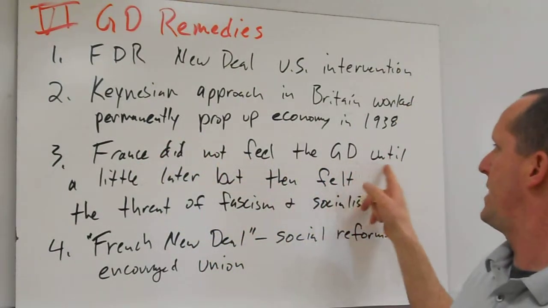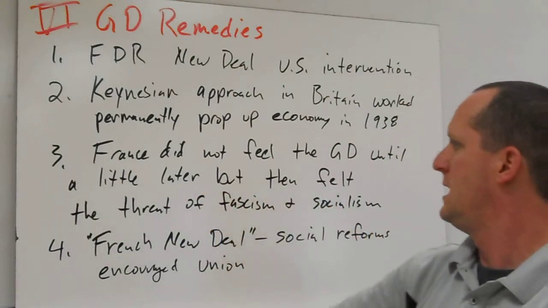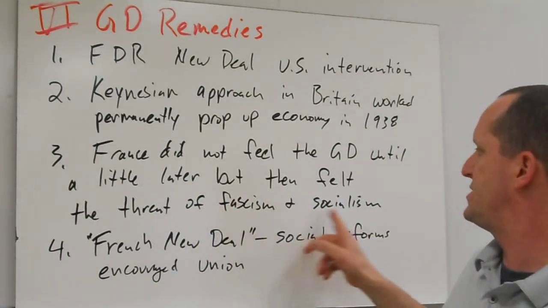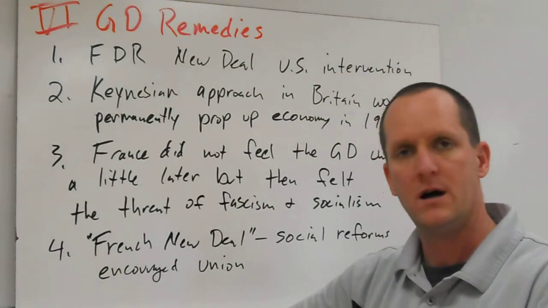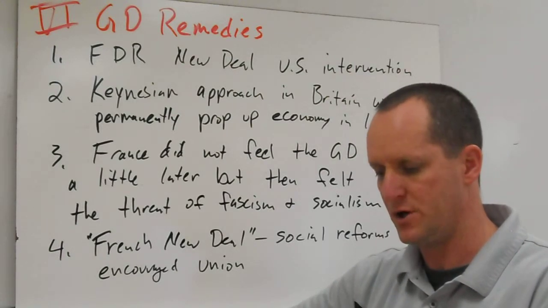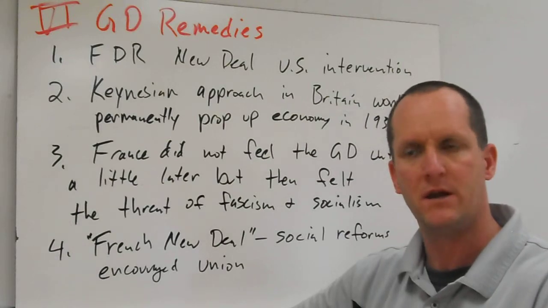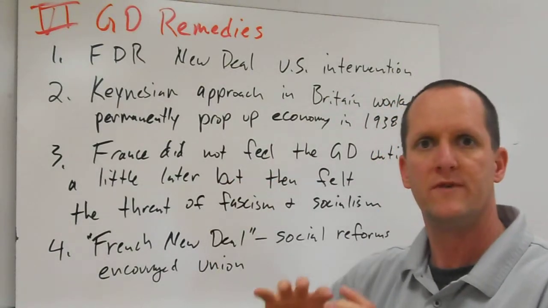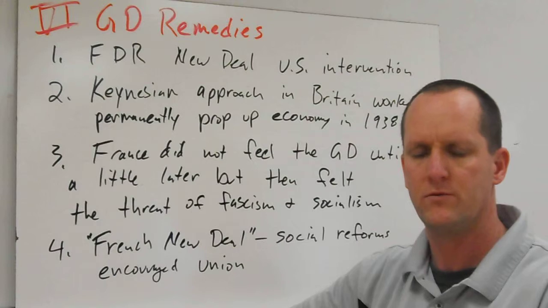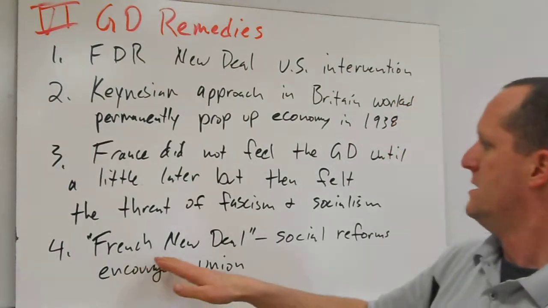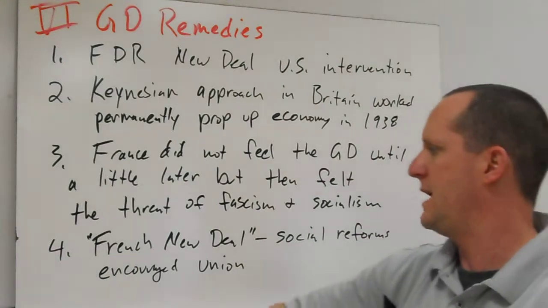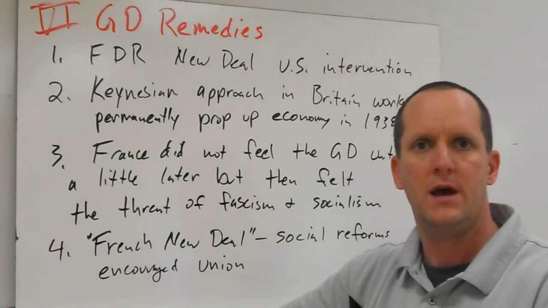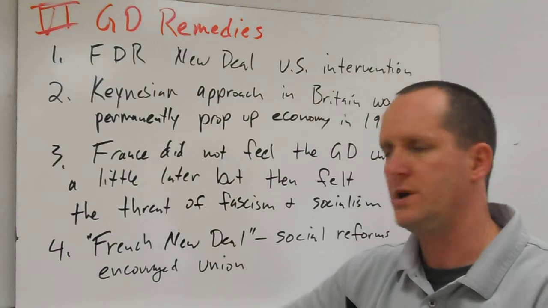France did not feel the Great Depression until a little bit later, but then felt it in the threat of fascism and socialism. France was surrounded by Italy on one side, Germany, and also by Spain. And these countries were moving much more to the right. So France is feeling it in different ways. The French did have the French New Deal with social reforms that encouraged unions and people to join in unions.